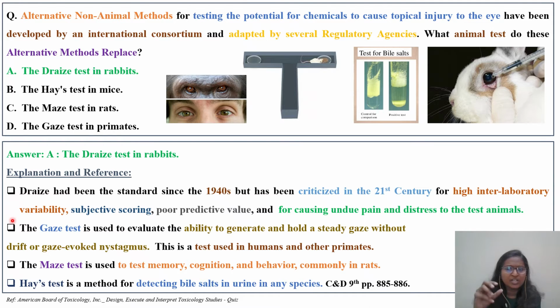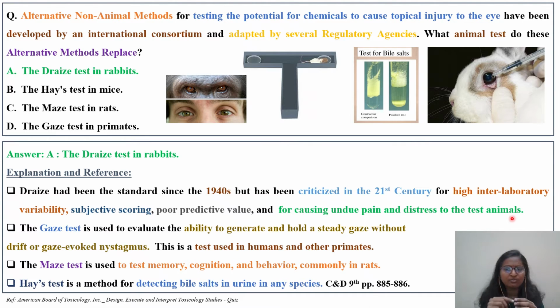Interlaboratory variability means if you do the test in laboratory one, the results are a little different from doing the same Draize test in laboratory two. Next, subjective scoring. For toxicologist one, a particular reaction might appear red, but when the same reaction is observed by a second toxicologist, he might give a score of 3 or 4. So there is subjective variation when scoring the Draize test. Then poor predictive value: even though results are positive or negative, based on scoring 0 to 4, they are not able to translate them to humans. And it causes undue pain and distress to the test animals. So this is a major reason.